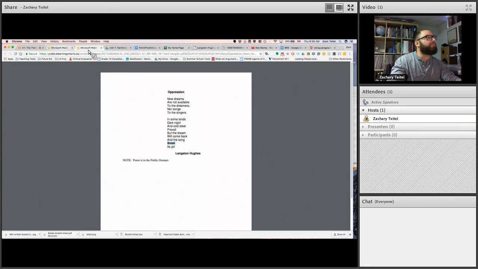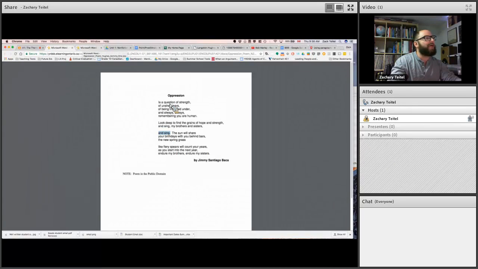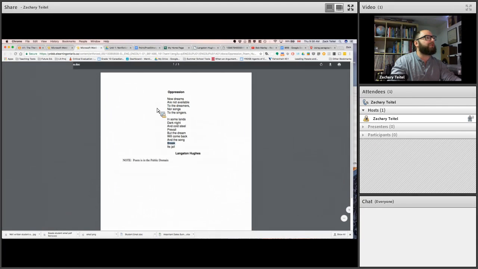You want to try to read in your head any poetry that you encounter as it is written. So, for example, if I'm reading Langston Hughes' Oppression, right? I could read it, now dreams are not available to the dreamers, nor songs to the singers. Right? That's one sentence. There's the period at the end there. But that's not how he wrote it. You want to pause, you want to kind of follow the visual clues, or the visual cues, either one works, that Langston Hughes is offering you.